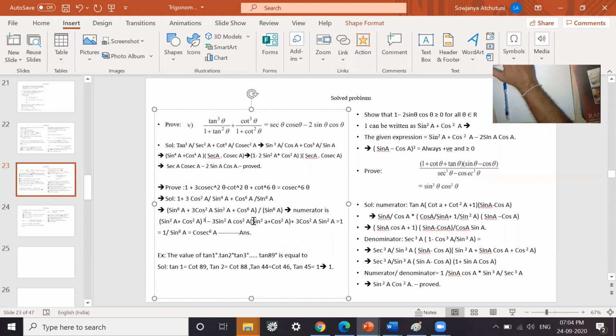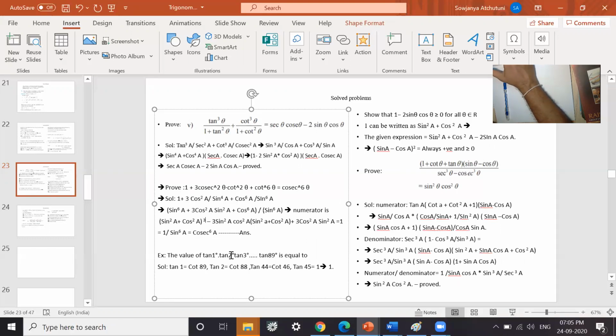Sin² plus cos² is 1. So minus 3 sin² cos², and this is plus 3 sin² cos². These get cancelled out. So what is left here? 1 into 1 cube is 1. So the numerator is 1, and the denominator is sin⁶θ. Sin⁶ means cosec⁶, since 1 by sin is cosec. So finally we have proved. What we have done is a³ + b³ is equal to (a + b) whole cube minus 3ab into (a + b). So we have to use two formulas here.